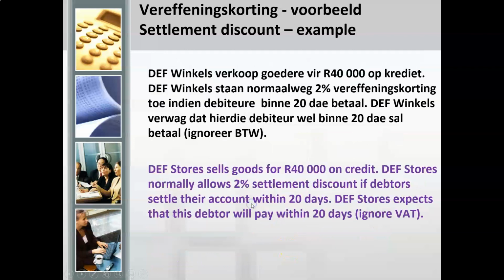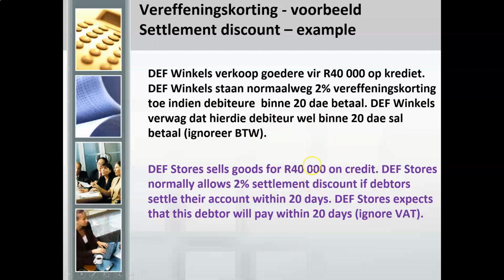So let's do an example. DF Stores sells goods for 40,000 Rand on credit. DF Stores normally allows 2% settlement discount if debtors settle their account within 20 days. DF Stores expects that this debtor will pay within 20 days, and let's ignore that. So, what is the invoice amount? That is the first thing that you have to find out. The invoice amount equals 40,000 Rand. What goes to my debtors account? The invoice amount. Debit debtors 40,000 Rand.